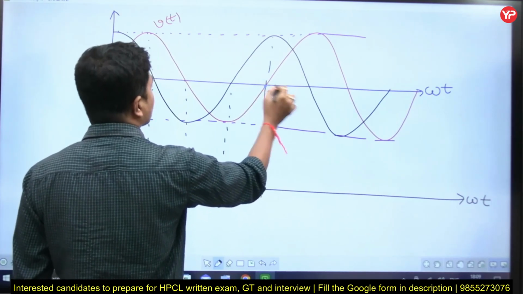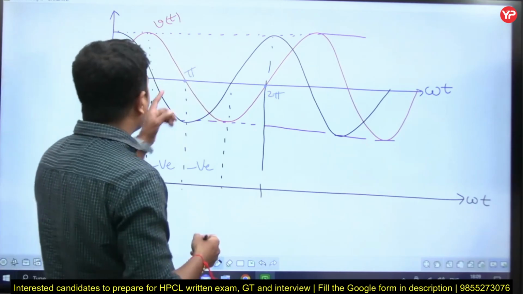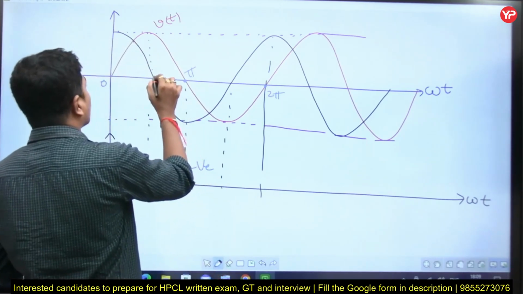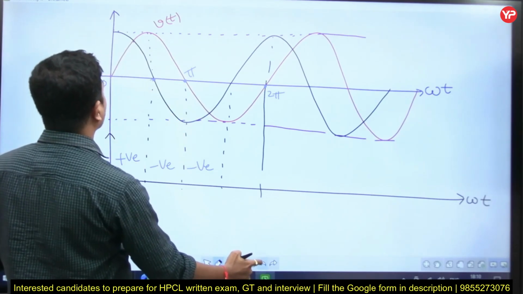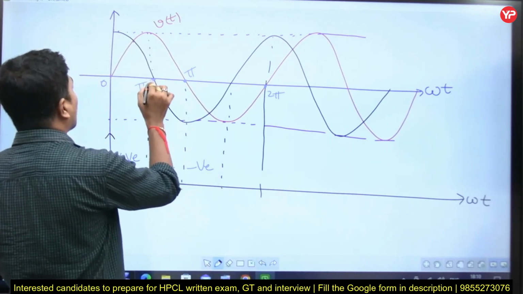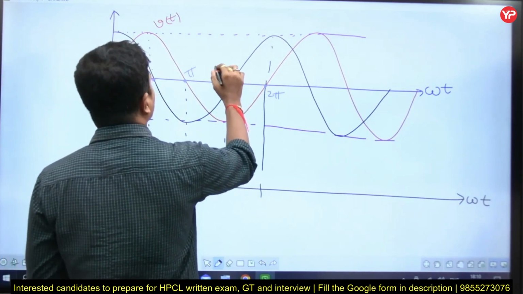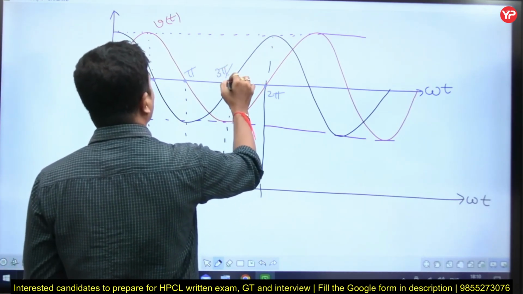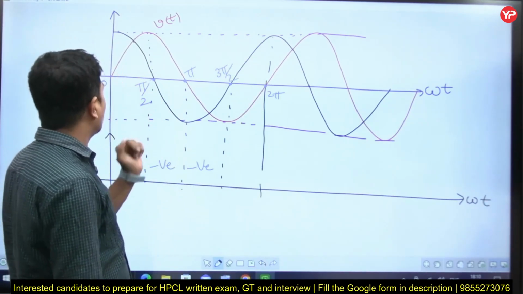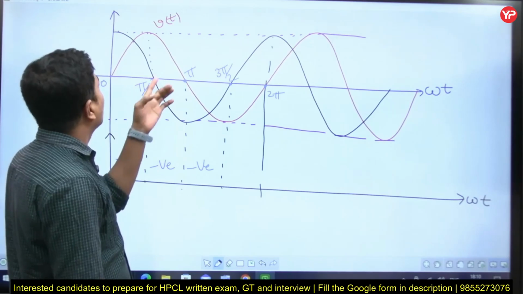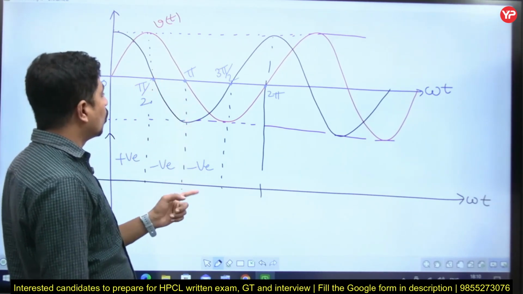This is 2 pi, this is pi. Voltage I am taking as reference. This is pi by 2. This is the third quarter cycle, it is 3 pi by 2, means 270 degrees. Up to pi by 2, positive into positive is positive. After pi by 2, positive into negative is negative. From pi to 3 pi by 2, negative into negative is positive.